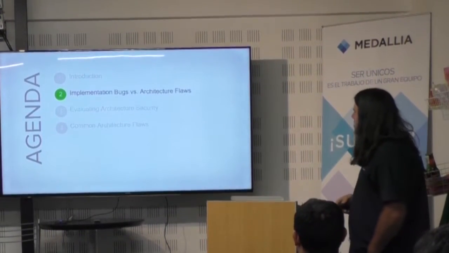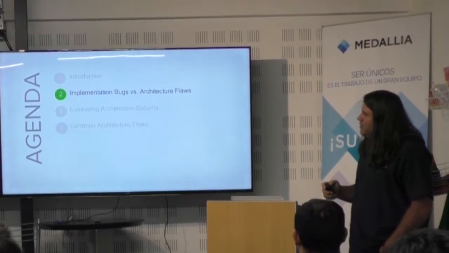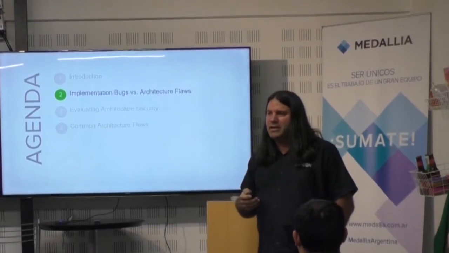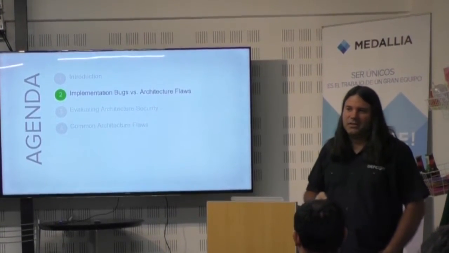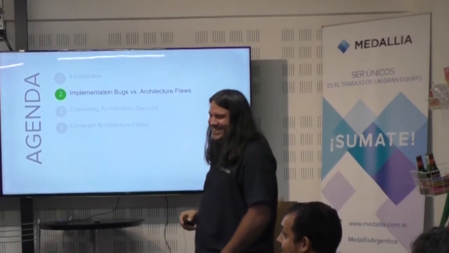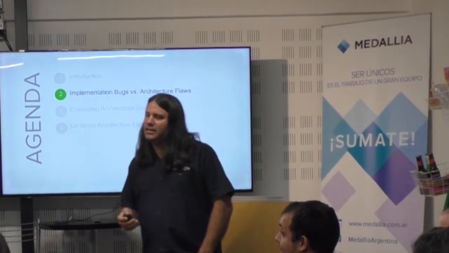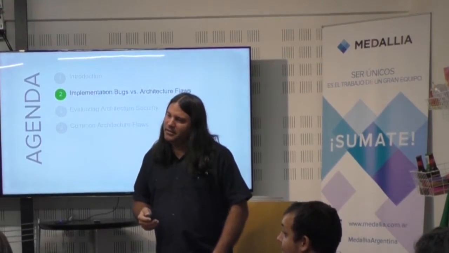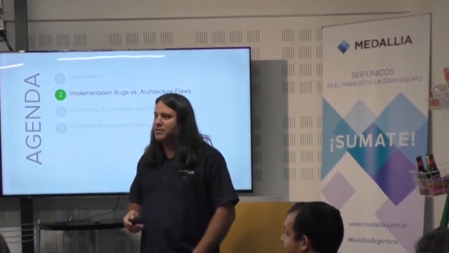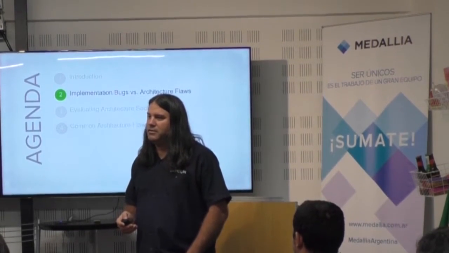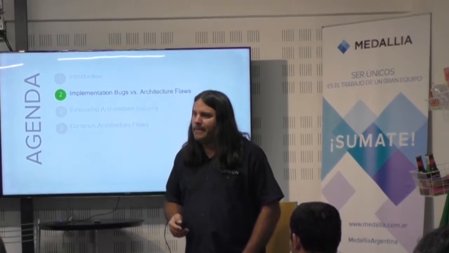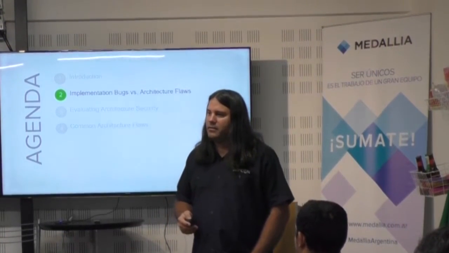Okay, implementation bugs versus architecture flaws. Anybody would care to take a crack at what the difference is between an implementation bug and an architecture flaw? Don't be shy. I guess a bug is when software is implemented incorrectly, like it doesn't match the spec or it doesn't do what the programmer hopes it would do, and then that causes unexpected behavior.